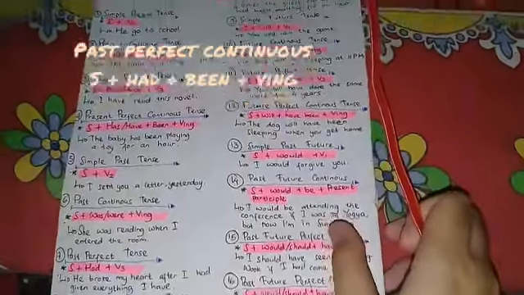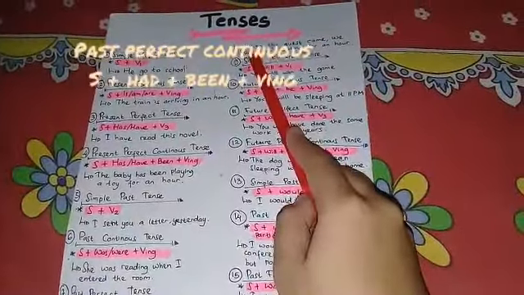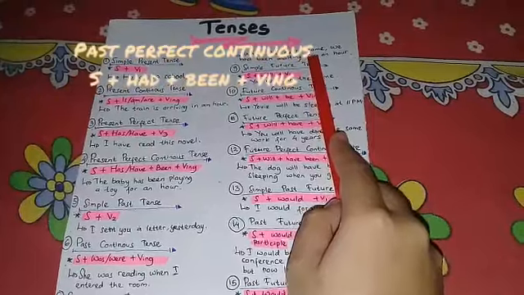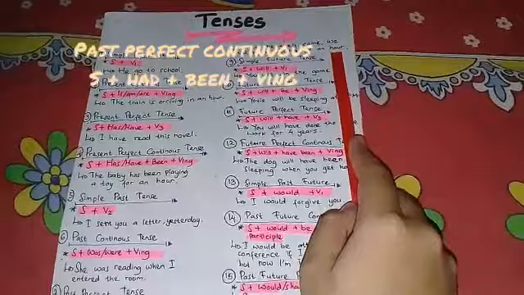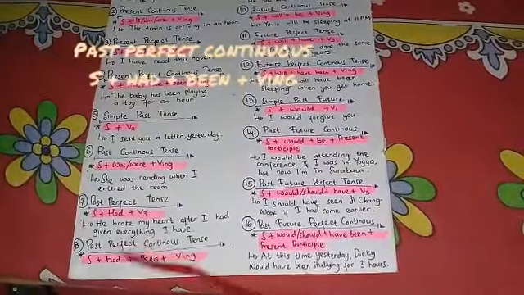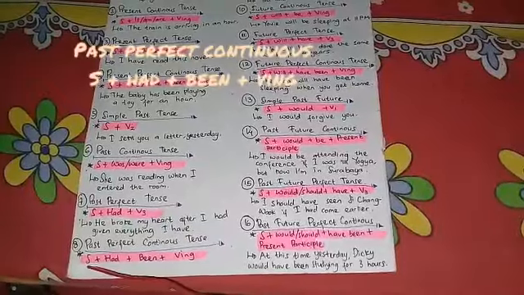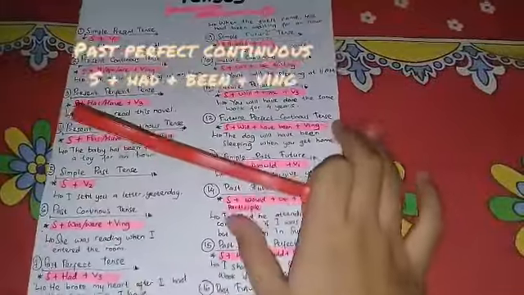Okay, let's look at the example. Here is the example. When the guests came, we had been waiting for an hour. The structure is subject plus had plus been plus verb-ing.